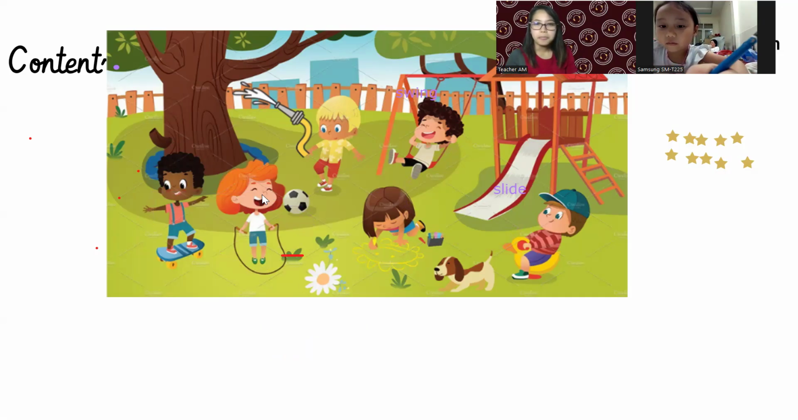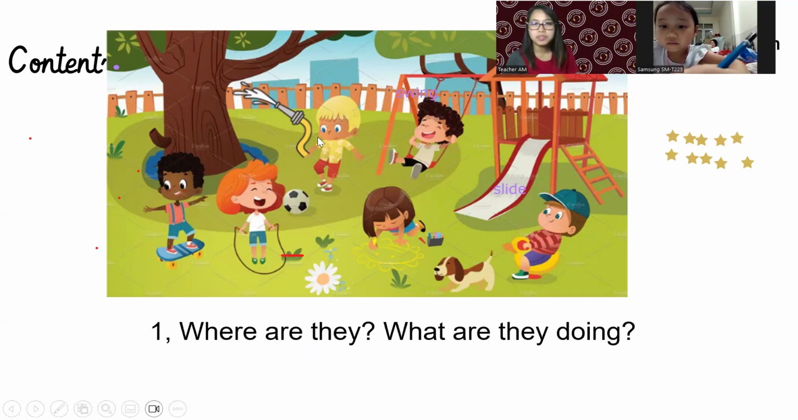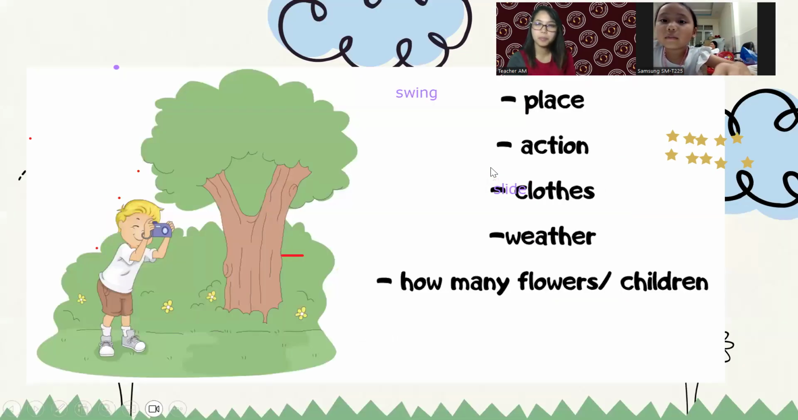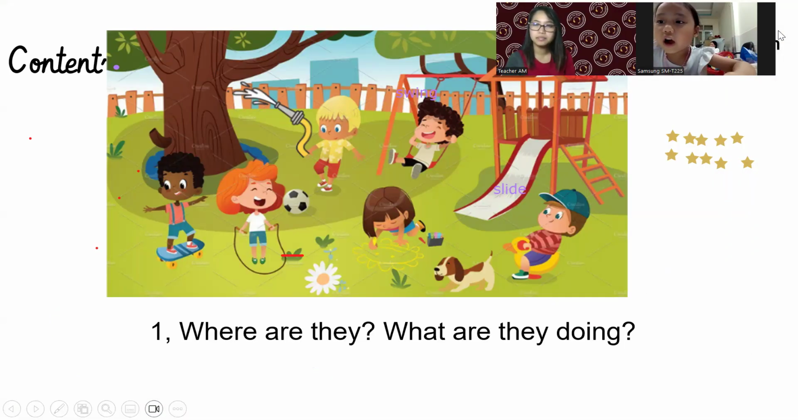Yes. Okay. Now look at the children. How many children are there in the playground? It's 6. Very good. So there are 6. What animal can you see in the playground? A dog.